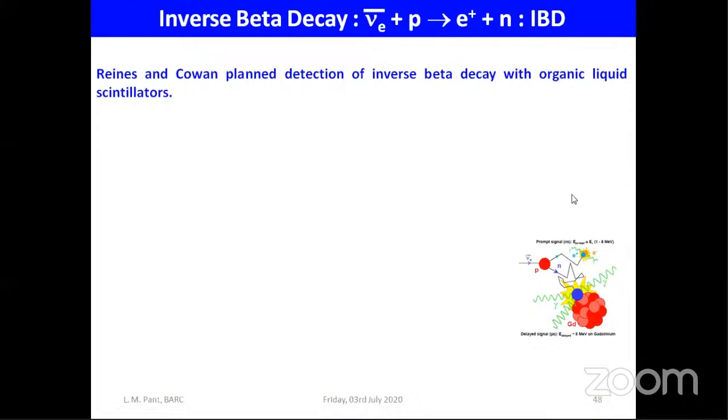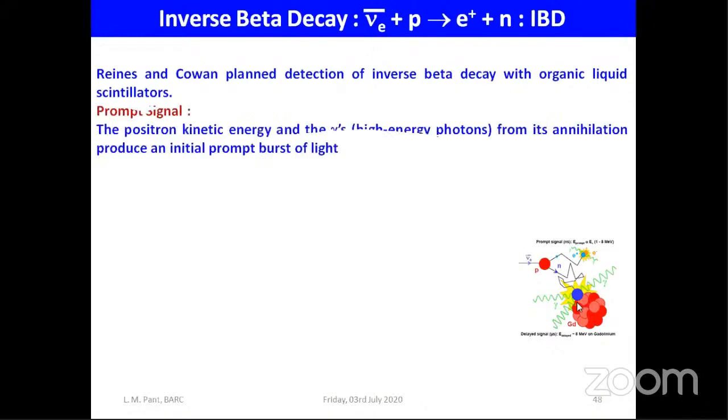Now, what happens to the neutron? The neutron goes into the same scintillator medium and gets thermalized. The liquid scintillator was doped with gadolinium. Gadolinium has a huge capture cross section for thermal neutrons, and once the neutron is captured, it produces a cascade of gamma rays of about 6 to 8 MeV. This is the delayed process. So you have a prompt signal and a delayed signal. If you can establish the correlation between them, you can say that you have discovered the anti-neutrino. The prompt signal, the positron kinetic energy and the gammas from its annihilation, produces an initial burst of light. This is very fast.